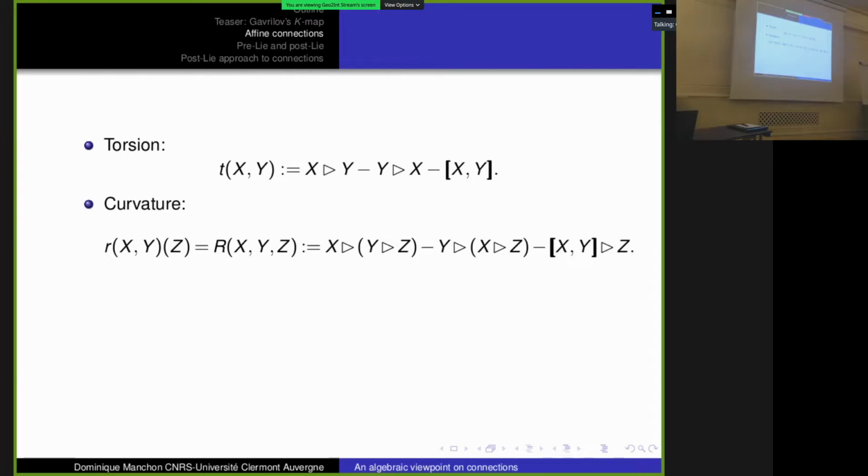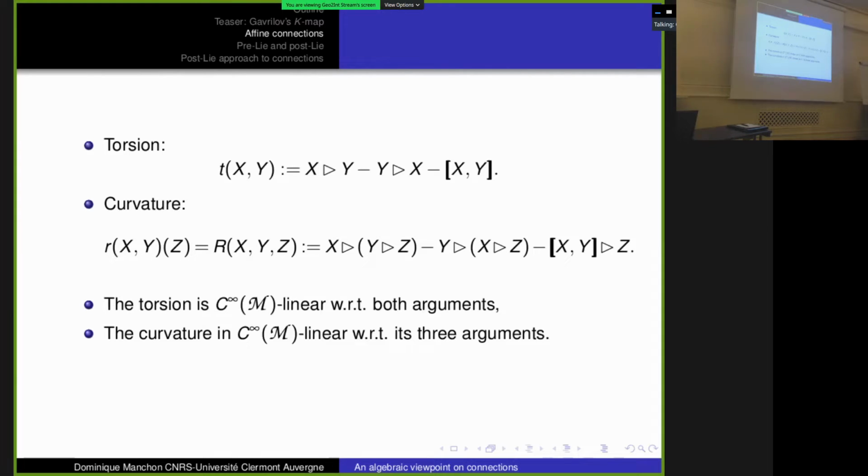The curvature makes sense in any vector bundle. The torsion is because the vector bundle is the tangent bundle itself. So you can define this. And of course, the interesting thing about torsion and curvature is that they are so-called tensorial quantities. That means that the torsion is C-infinity of M linear with respect to both arguments, and the curvature is C-infinity of M linear with respect to the three arguments.